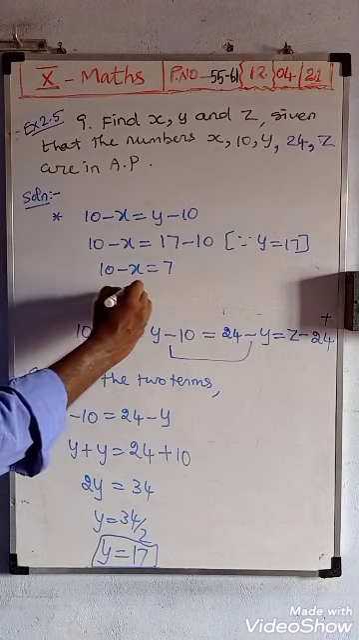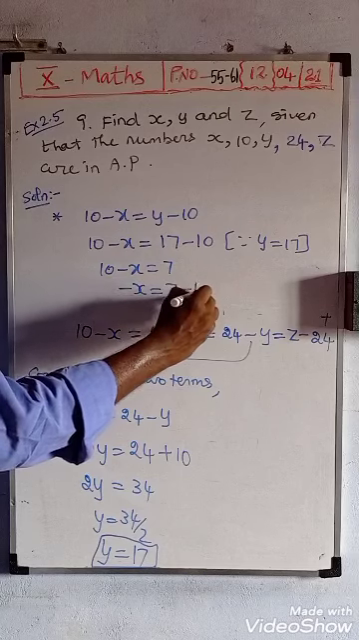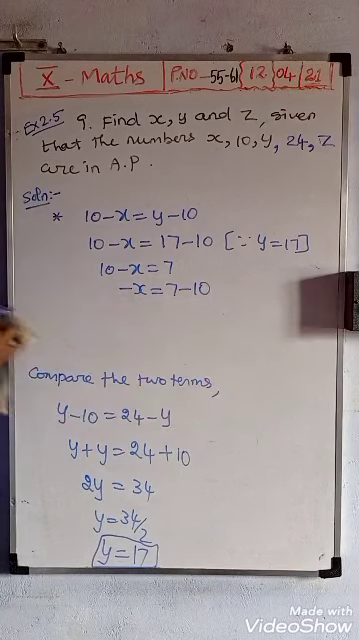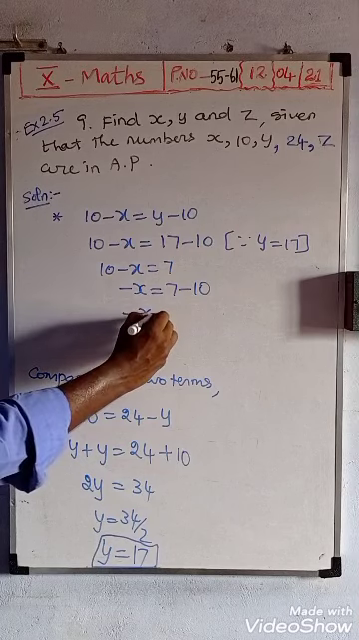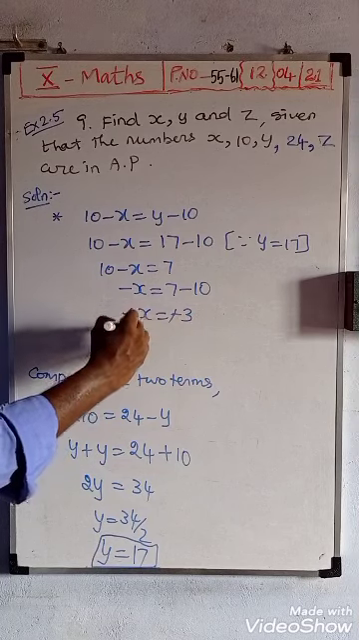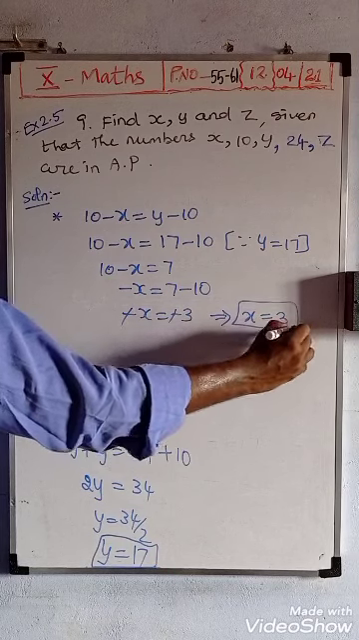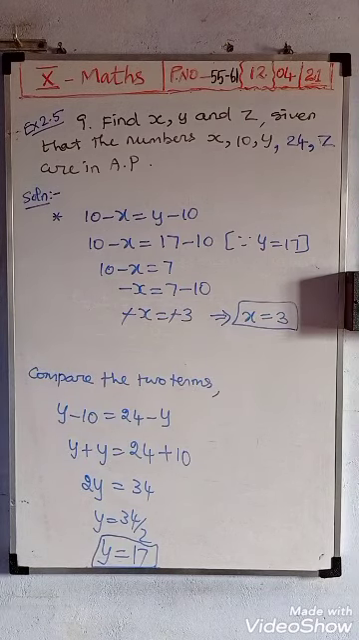Now minus x is equal to 7 minus 10. Plus 10 that side, minus 10. Now this should cancel. Minus x is equal to minus 3. Minus minus cancel means x you will receive as 3. Okay, so x and y we received. X is 3, y is equal to 17.